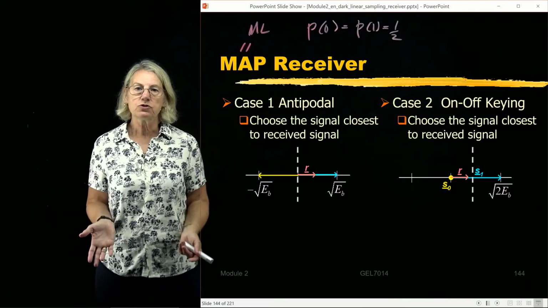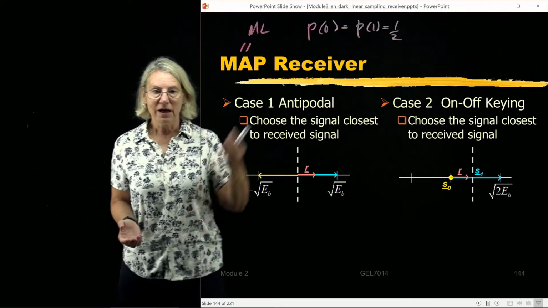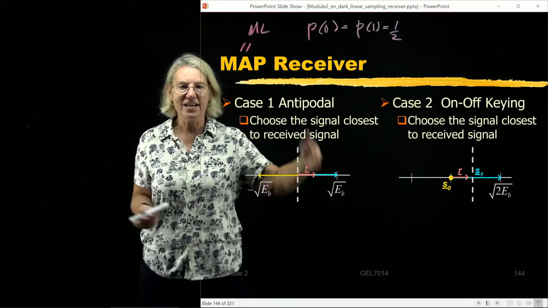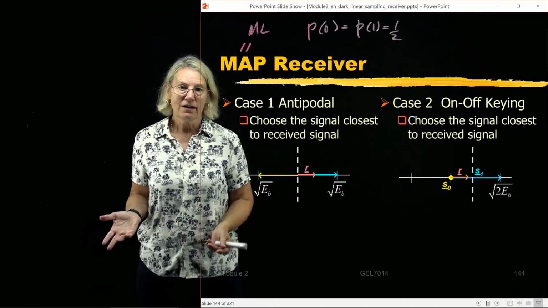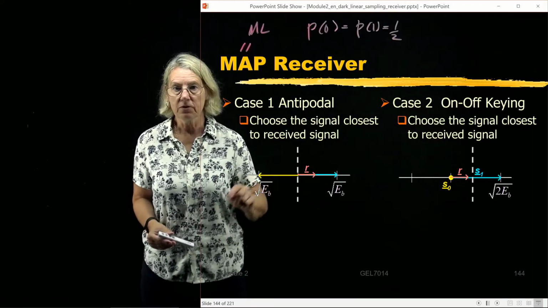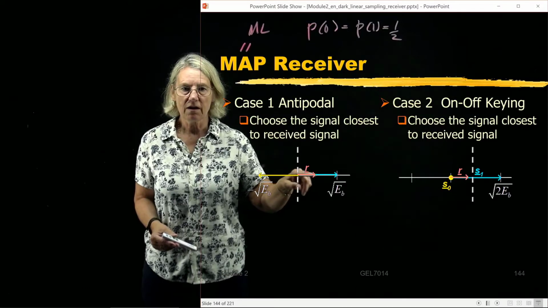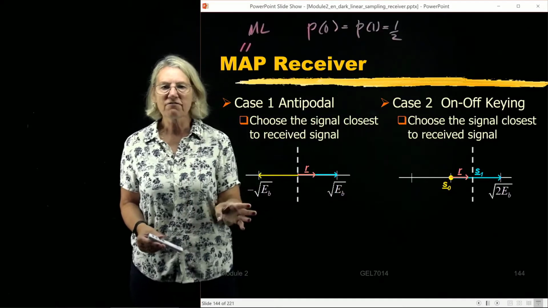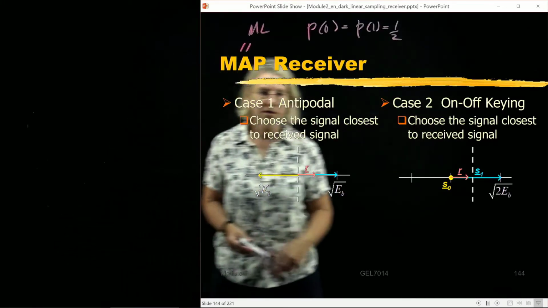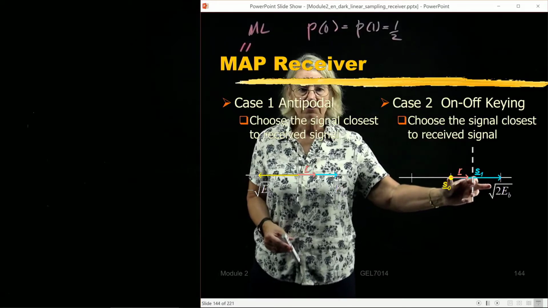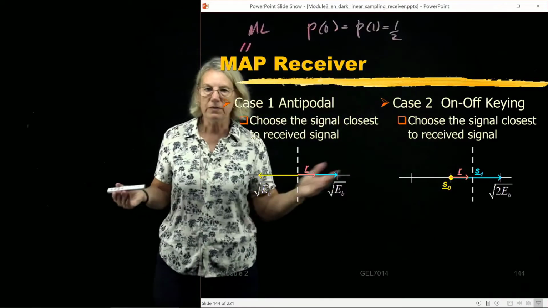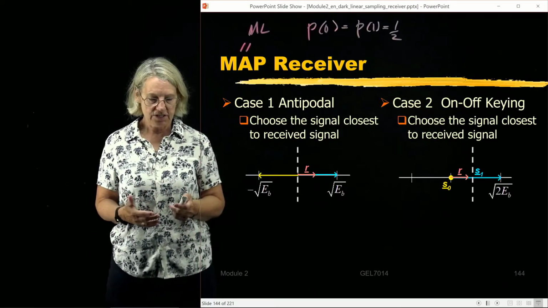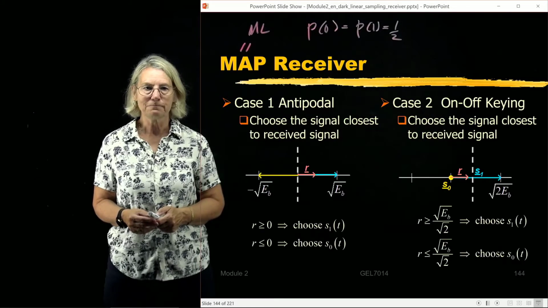So certainly what I can do to simplify my receiver, since my receiver says choose the closest, I could, in this one-dimensional case, set a boundary. A boundary is the midpoint between the two symbols. If the received is to the right of the midpoint, then I'm going to choose logic 1. If it's to the left of the midpoint, I'm going to choose logic 0. And the midpoint, of course, is at a different location for on-off keying, but both of them give me easy calculations to do to make a decision based on the received signal.